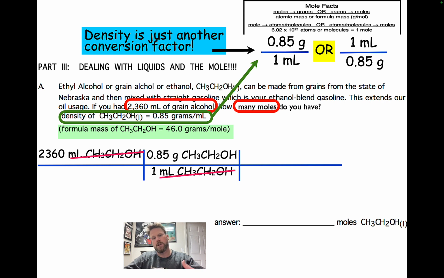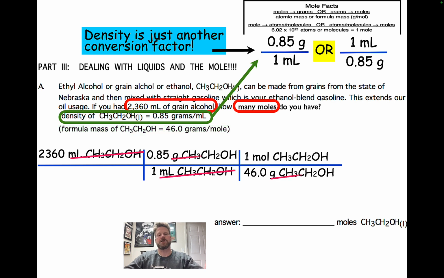46 grams of ethanol is equal to 1 mole of ethanol. Grams have to cancel, so 46.0 grams of CH3CH2OH will go in the bottom section of the train track, meaning 1 mole of ethanol goes in the top portion. This causes grams of ethanol to cancel, leaving us with moles of ethanol. Fantastic. To perform the calculation, multiply the numbers on the top of the train track together and then divide by the numbers on the bottom of the train track.